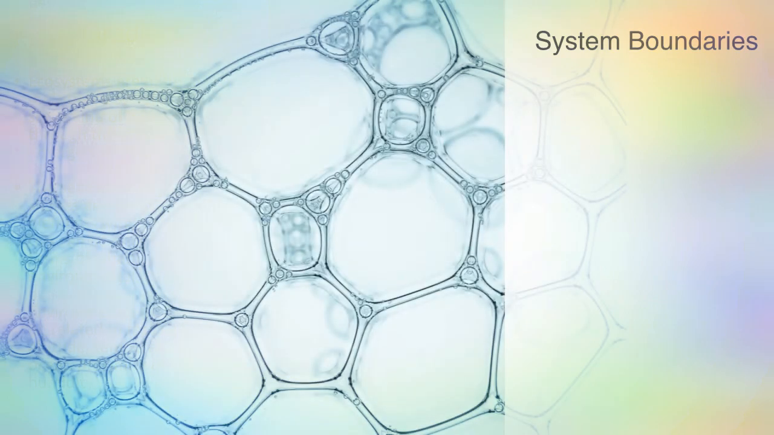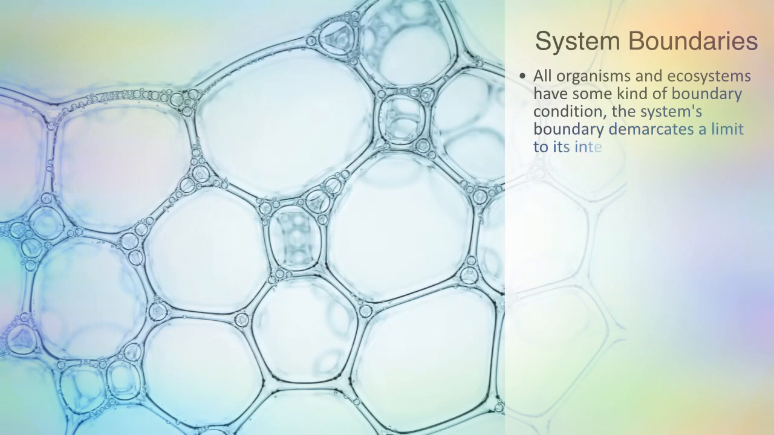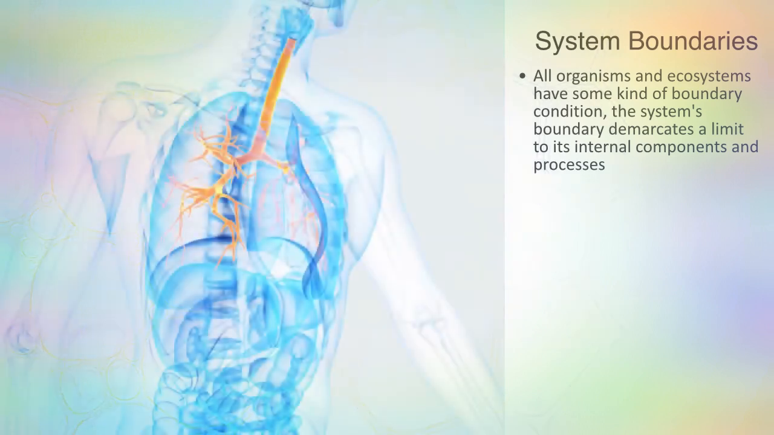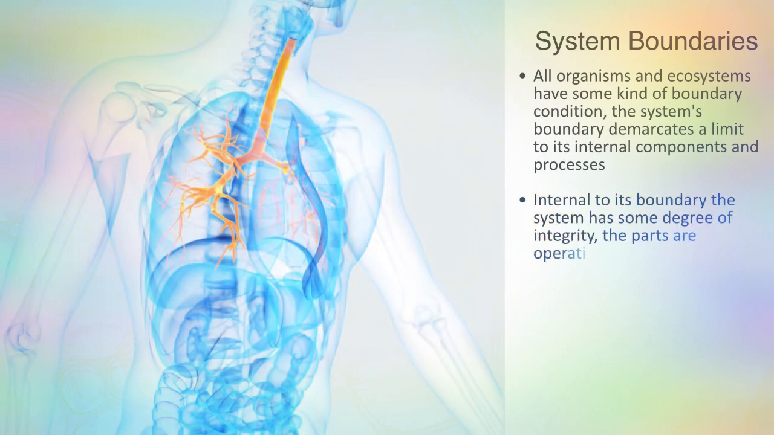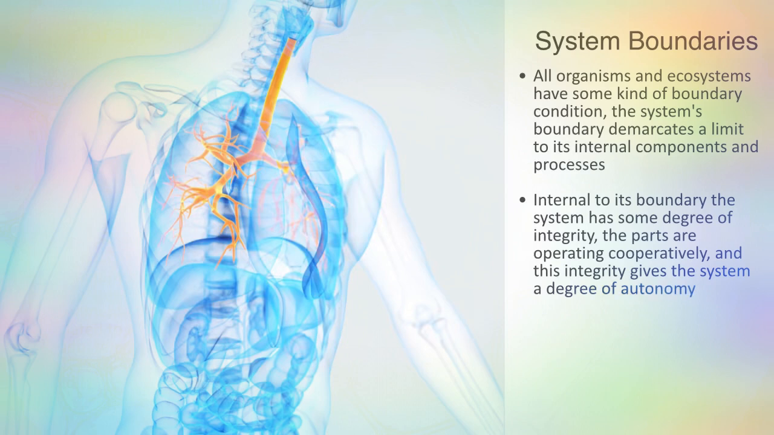These parameters within which an organism or ecosystem can function may be understood as its boundary condition. All organisms and ecosystems have some kind of boundary condition. The system's boundary demarcates a limit to its internal components and processes. On a theoretical level, a boundary can be understood as a mechanism for regulating the inputs and outputs of energy and entropy, and through this, the maintenance of the system's integrity. Internal to its boundary, the system has some degree of integrity, meaning the parts are in some way operating cooperatively, working together, and this integrity gives the system a degree of autonomy.